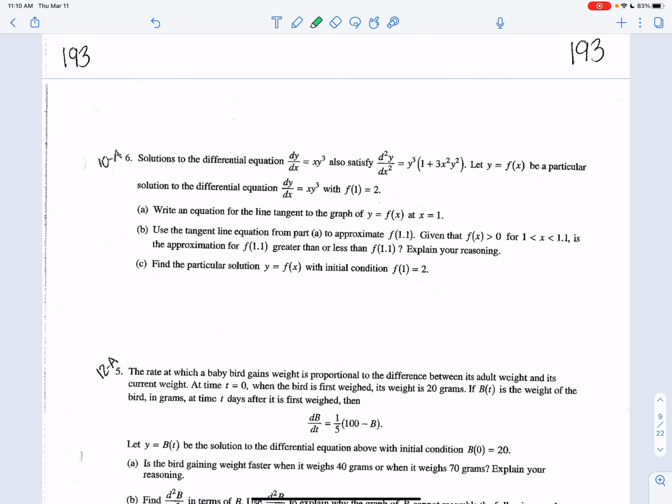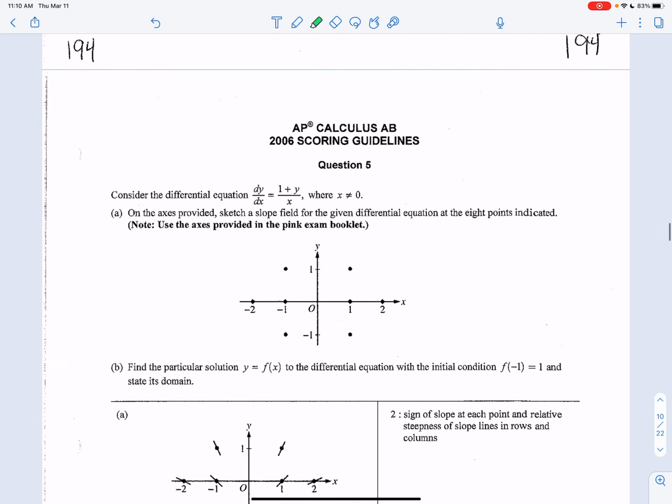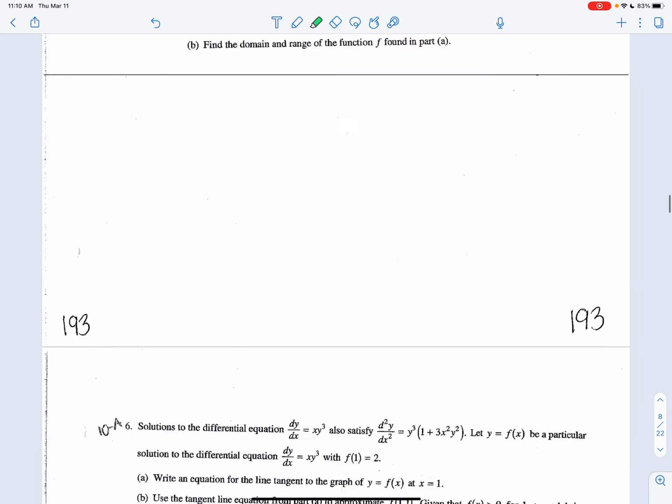2010, find a particular solution. 2012, use separation of variables to find y, which is the particular solution. Okay, written a little bit differently, but the same thing. And then that's it. The rest are answer keys, right?